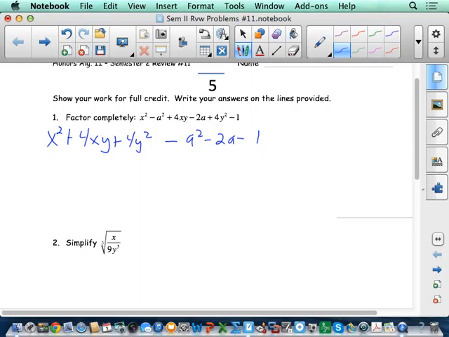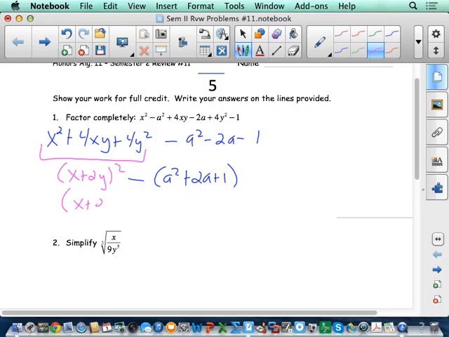Okay? If we look at the first 3 terms, can we factor those? Isn't it x plus 2y squared? Nice. X plus 2y quantity squared. Okay? I don't like all these negative signs here, so I'm going to factor out a negative 1 from the last group. Right, so I'm going to rewrite this as minus a squared plus 2a plus 1. Is that okay? Factor out negative 1 from all 3 terms. And then what can we do with those last 3 terms in the parentheses? How can I factor that? A plus 1 quantity squared.